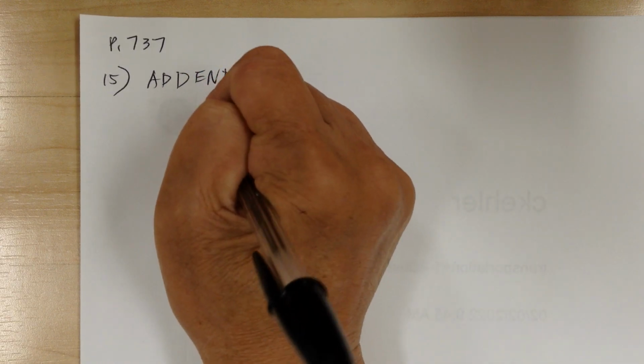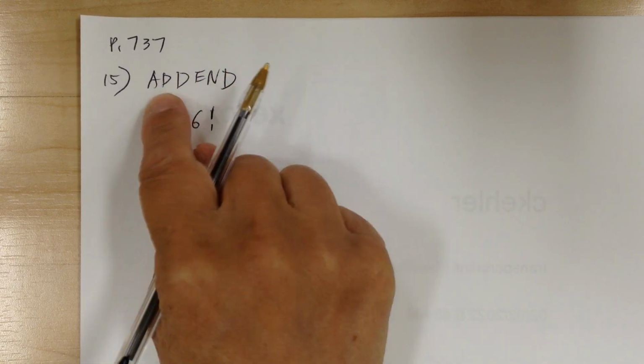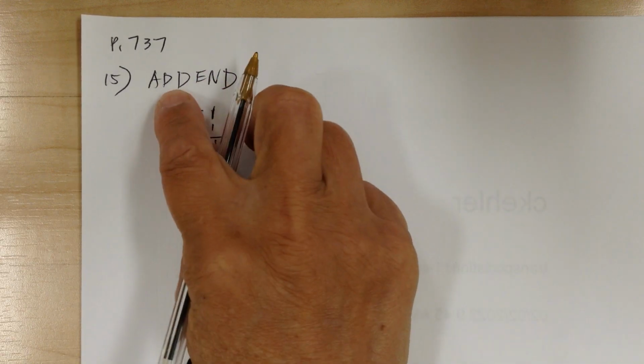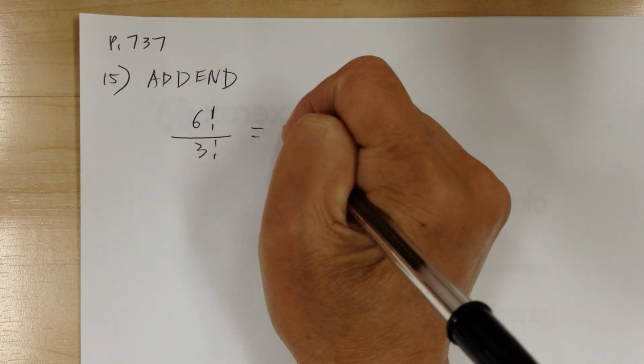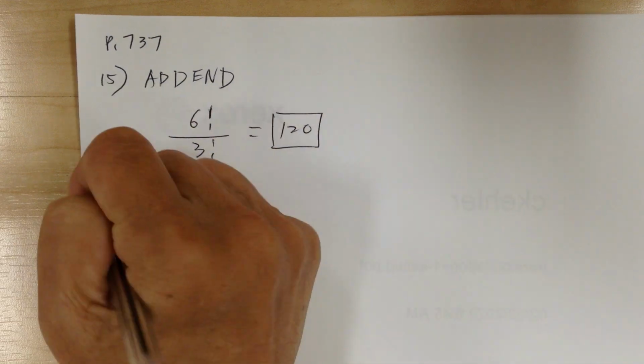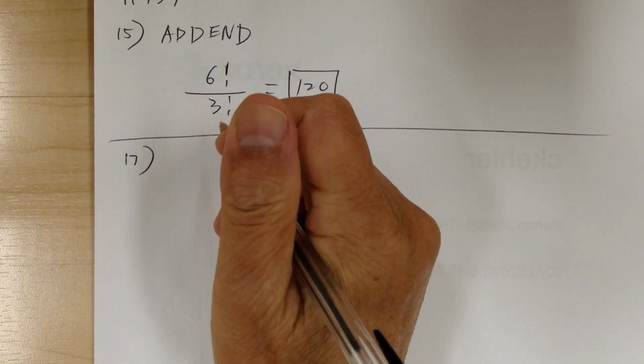So it would be 6 factorial. But there are 3 repeats, so you have to divide by 3 factorial. There are 3 D's. And so this will equal 120. Okay, number 17.